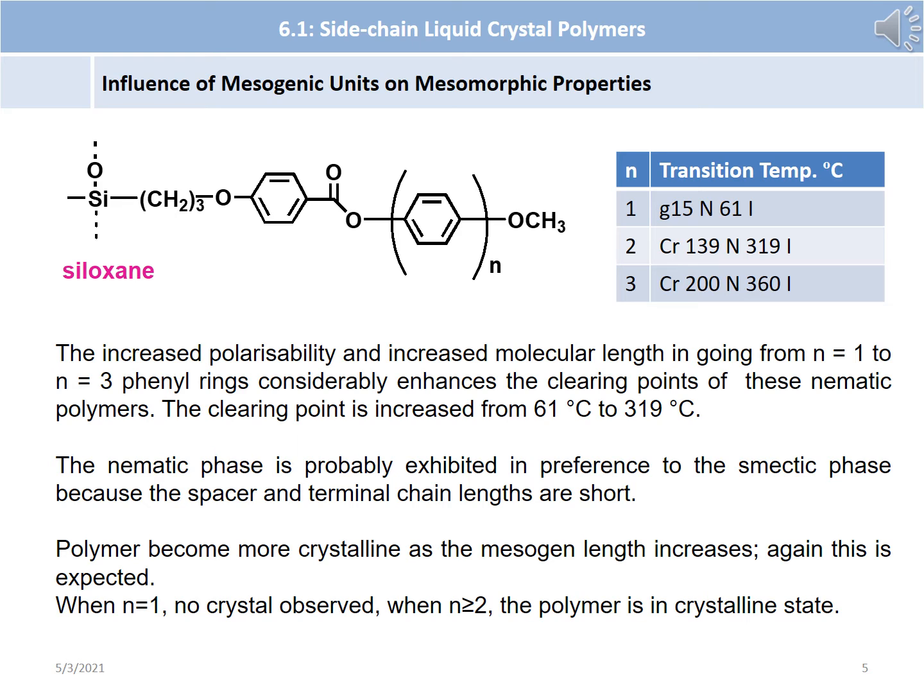The nematic phase is probably exhibited in preference to the smectic phase because the spacer and terminal chain lengths are short. Polymers become more crystalline as the mesogen length increases. Again, this is expected. When N equals 1, no crystal is observed. When N is greater than or equal to 2, the polymer is in a crystalline state.